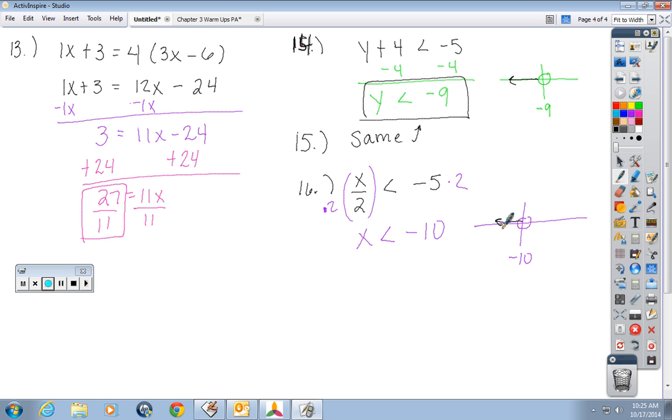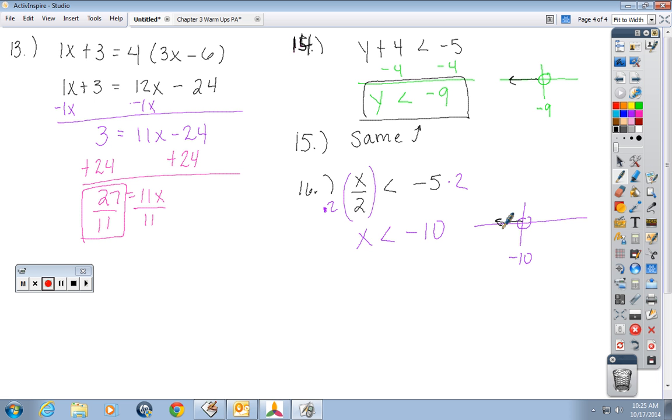Okay. Yes. On number 14, I did everything right, but when I circled what letter it should be, I didn't write it. That's okay. All right. Number 17. I'll squeeze that one in.